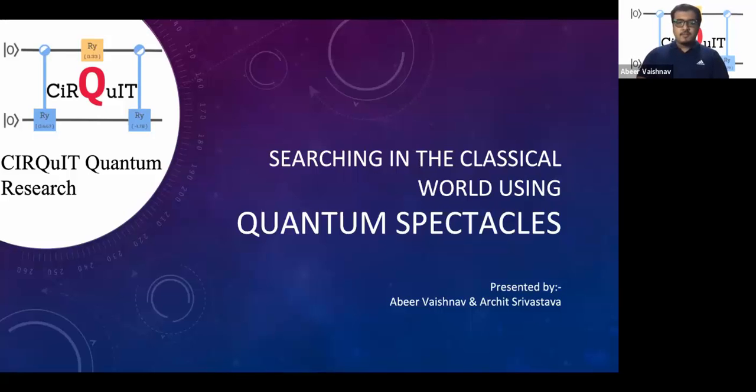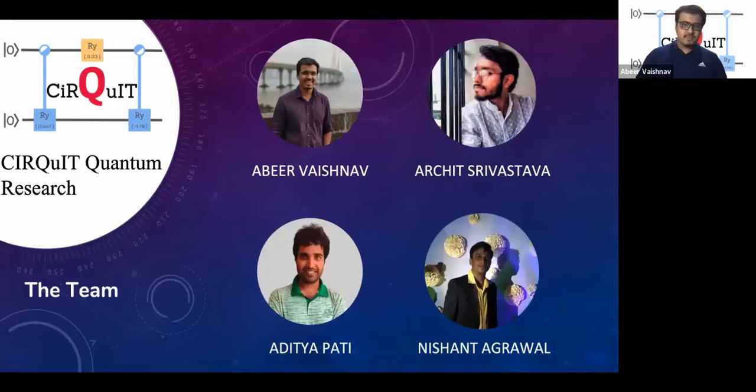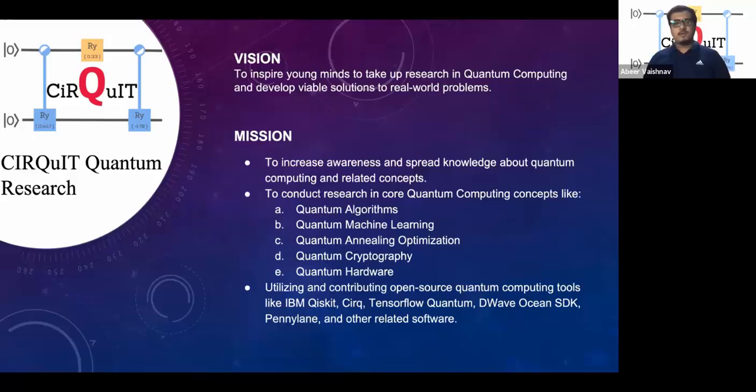So briefly, let me just introduce all of us. Circuit Quantum Research, we four, that is myself, Archit, Aditya and Nishant, are the managing team for Circuit Quantum Research. Currently, there are about 20 of us in this organization. We focus on spreading awareness and knowledge about quantum computing and related concepts.